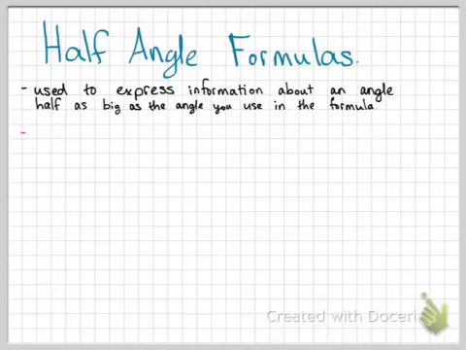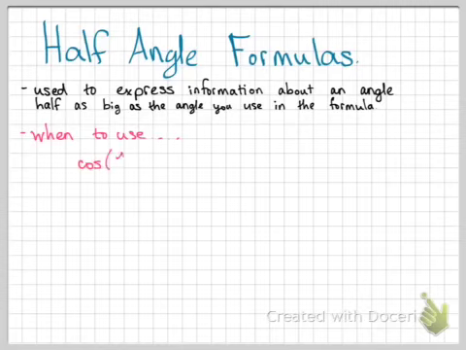Now that we're familiar with basic identities, sum and difference formulas, and double angle formulas, it's time to take a look at the collection of half-angle formulas. Half-angle formulas are used to express information about an angle that's half as large as the angle that you use in the formula. So in this case, we want information about an angle, and we're not sure what it is, but we do know the information about an angle that's twice as big, and we use that instead.